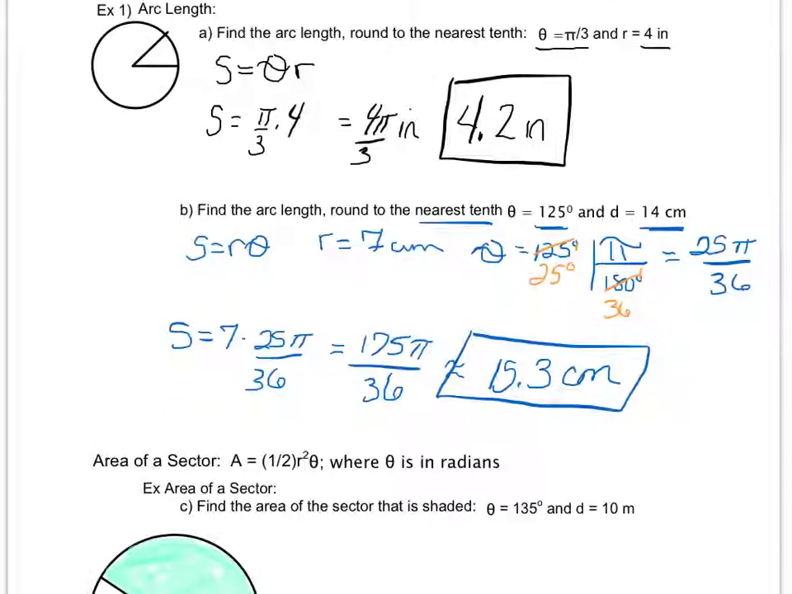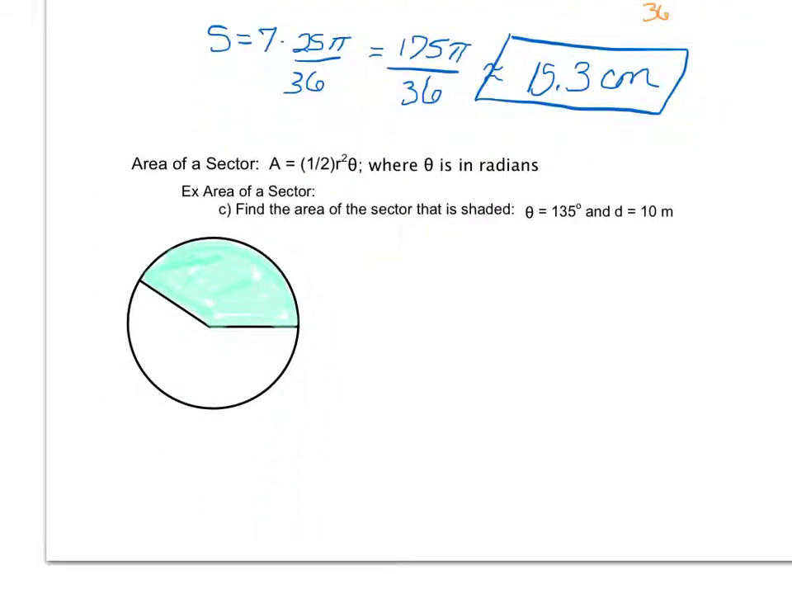Looking at the last piece of information from this video, it's the area of a sector. It is another formula you will be responsible for knowing, so you'll need to know the formula for arc length as well as area of a sector. And it is going to be 1/2 r squared times theta. And again, theta is in radians.